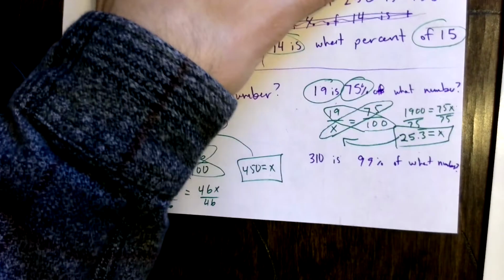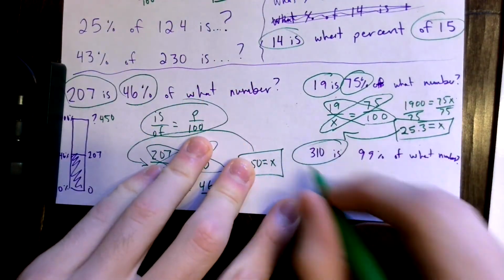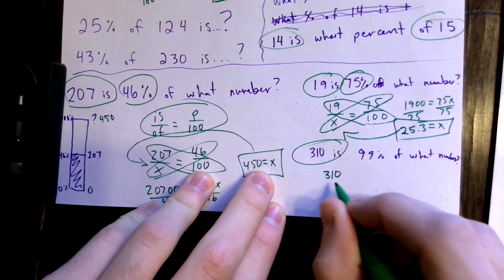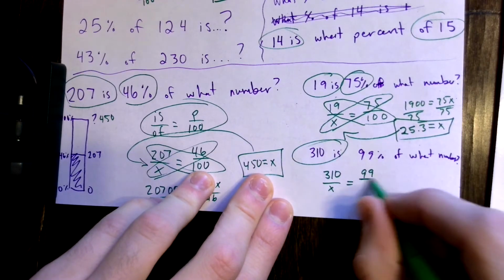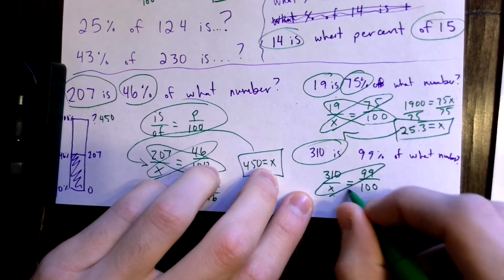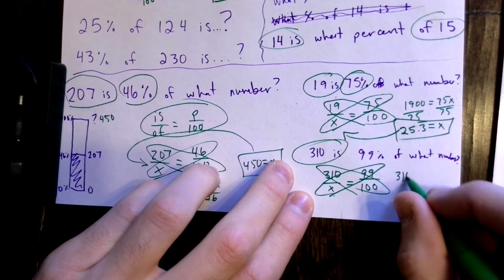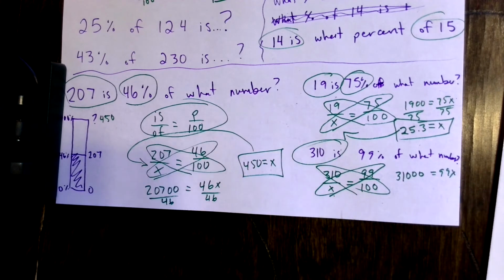And one more example here. We've got 310 is. Okay, we got our is. Don't have our of. 99% of what number? Okay, this number's going to have to be pretty close to 310. Cross multiply, we're going to get 310, toss on 2 zeros, equals 99x.